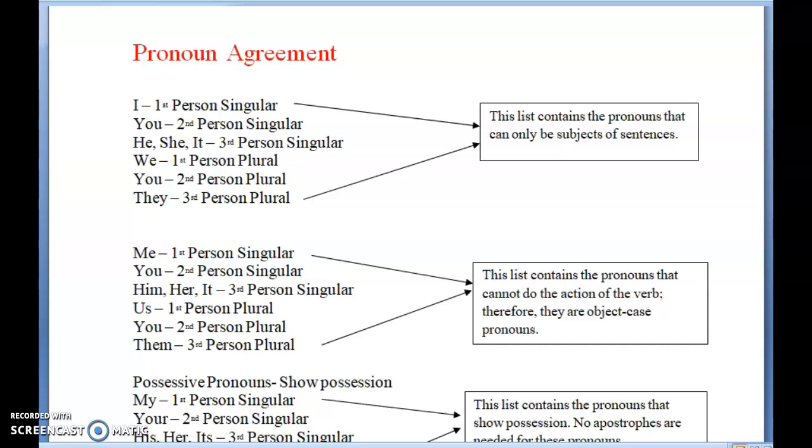Okay, today we're going to talk about pronoun usage. And the first thing I wanted to discuss is the difference between subject case pronouns, and these are the pronouns that can be subjects of sentences, and we have first, second, third person singular pronouns, and then we have first, second, third person plural pronouns.